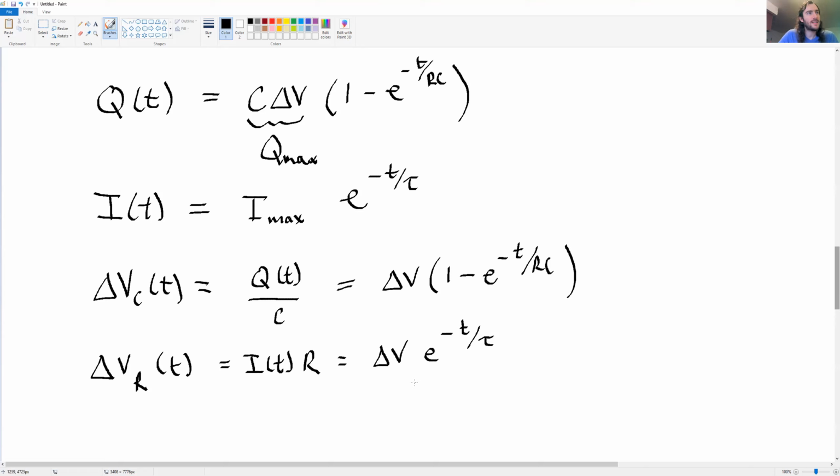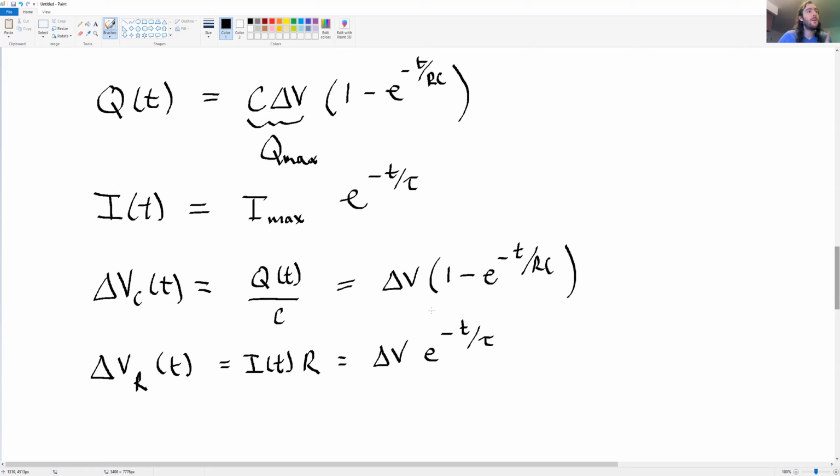Since the current is a maximum at t equals 0, the potential difference across the resistor is a maximum initially in the circuit as well. And that is literally everything that we can write down for this circuit here, okay? We now have the voltages as a function of time, we have the current as a function of time, we have the charge on the plates of the capacitor as a function of time, and that's everything, right? There's nothing else we can really write down for this circuit.